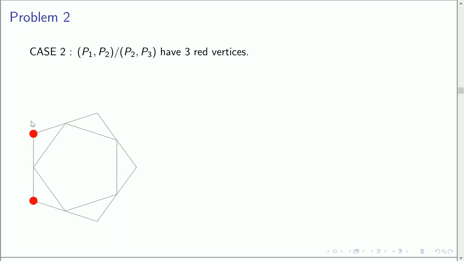So we start with this, and now you look at these points here, and basically same argument. You cannot have both of these red and both of these red, so you can have at most 1 red here, 1 red here, and since we have to have 3 red points on this pentagon, this third point is forced to be red. So now we again have a choice of symmetry.